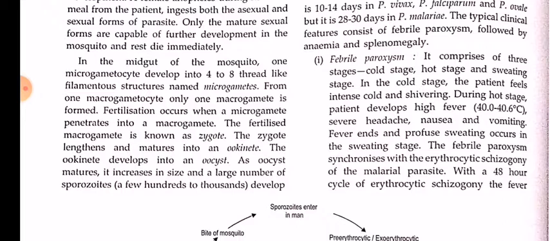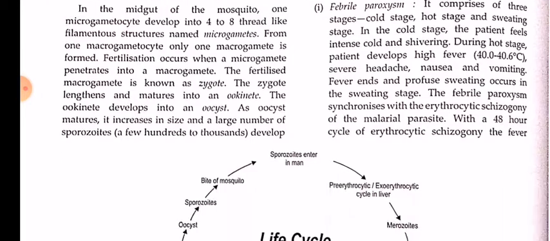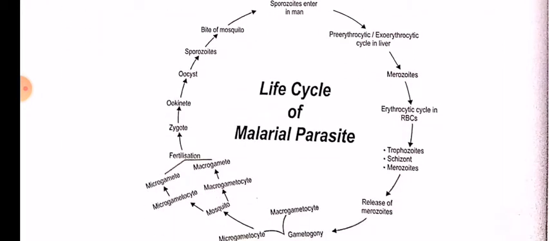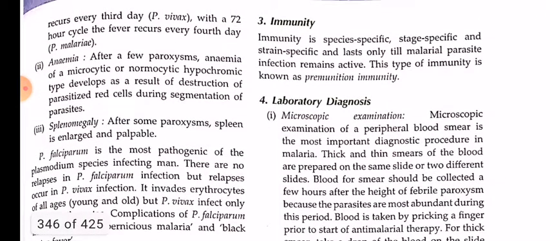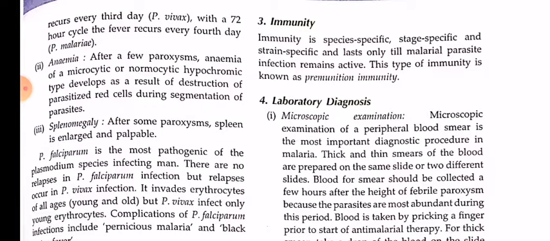The febrile paroxysm synchronizes with the erythrocytic schizogony of the malarial parasites, with a 48-hour cycle of erythrocytic schizogony. The fever okay, we'll come to the cycles in a short time. With a 72-hour cycle, the fever recurs every 4th day.